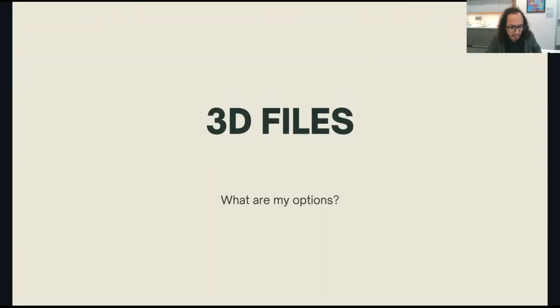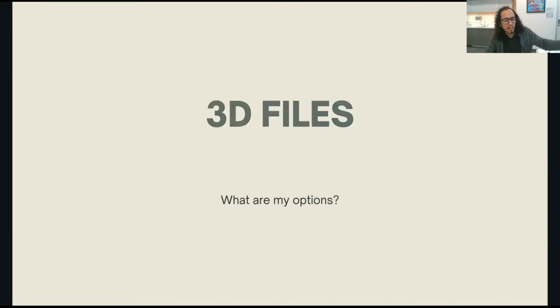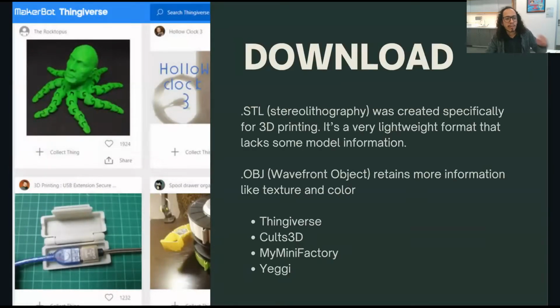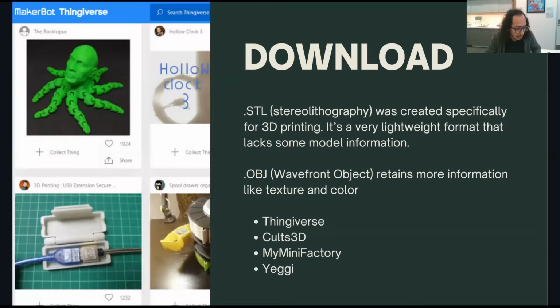So 3D files, what are your options? One of the easiest ways is to just download the files. There are plenty of websites out there. I just highlighted a couple. Some of them you can download for free. Some of them are paid for, like CG Trader. Some of the stuff on Cults is paid content. But the one I would recommend is Thingiverse. It's one of my favorite sites. There's a lot of different stuff you can get from there.